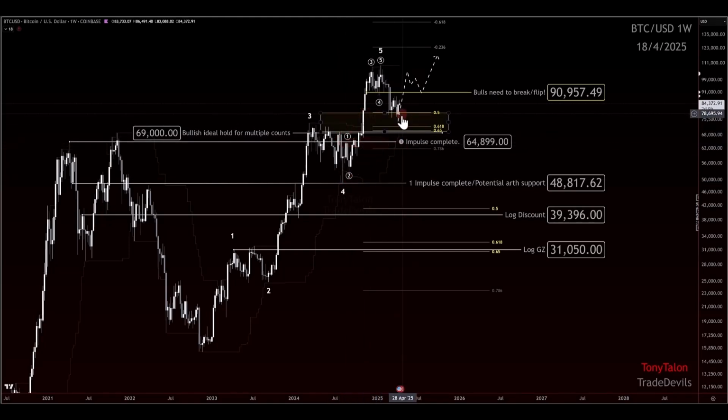But if we're still rolling in a bull market, this is how I would count it for now, is to say that we're going to extend with this wave. We got a 1, 2, and then we're headed up for the 3, 4, 5, which would take us pretty far up.